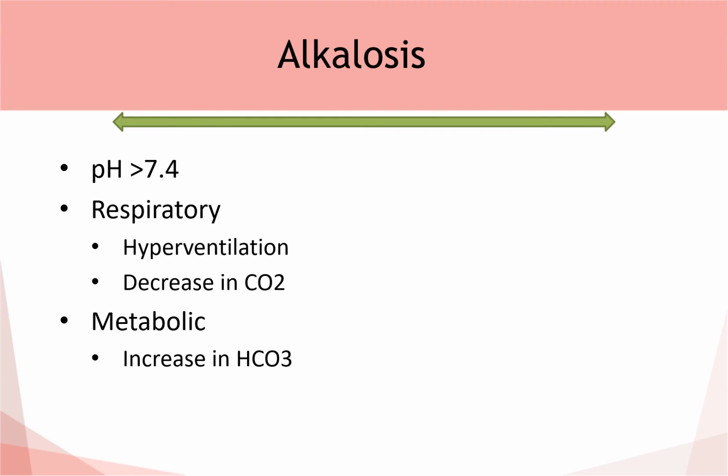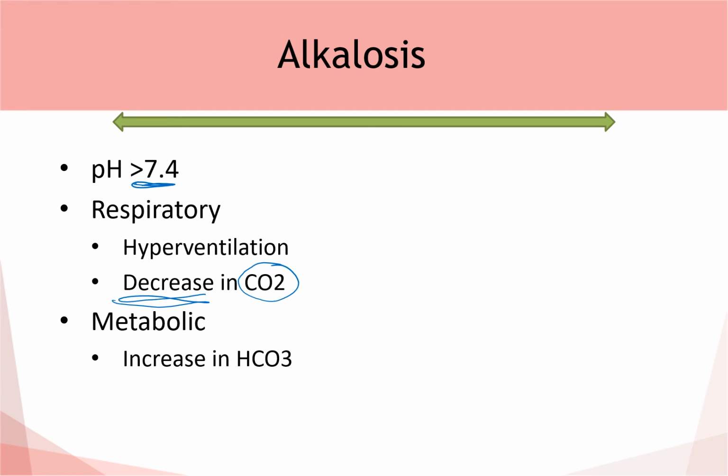So now we're going to start talking about alkalosis. And for the purposes of the human body, when we're talking about alkalosis, we're going to define it as a pH greater than 7.4. The underlying reason for the alkalosis, again, can be respiratory or metabolic in nature. When we're talking about respiratory alkalosis, we're talking about a state of hyperventilation. This is when the patient is, quote unquote, blowing off too much CO2. So as a result, the blood value of the CO2 actually goes down.